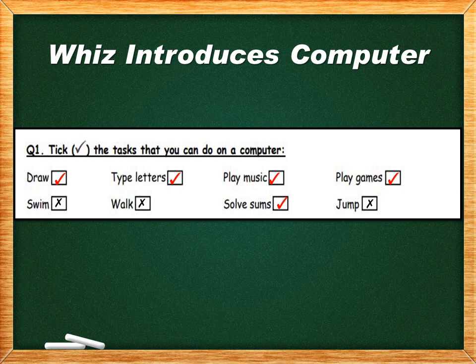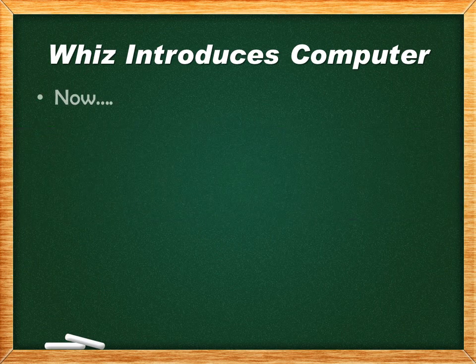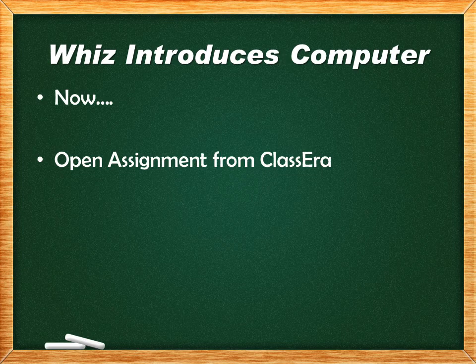So there are 5 tasks which we can do on the computer. It's drawing, type letters, play music, play games, and solve sums. So the first 4 are all ticked. All these tasks we can do on the computer. The fifth one is the swim.